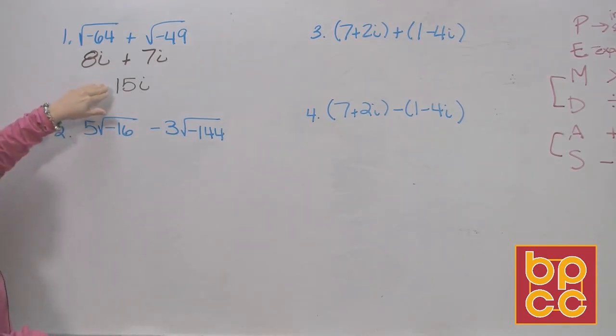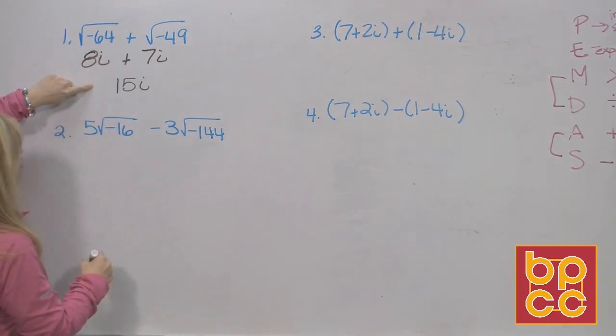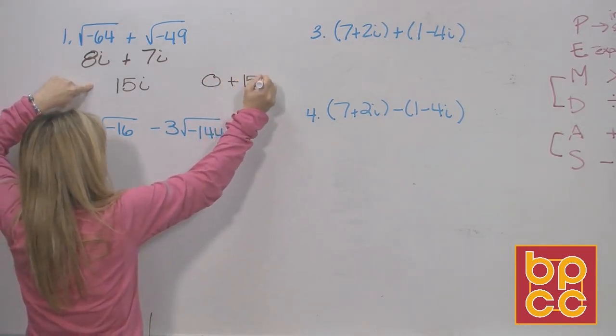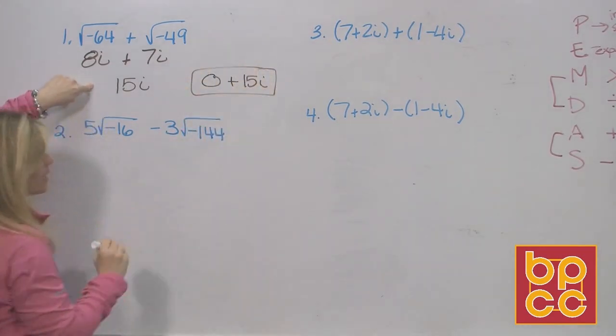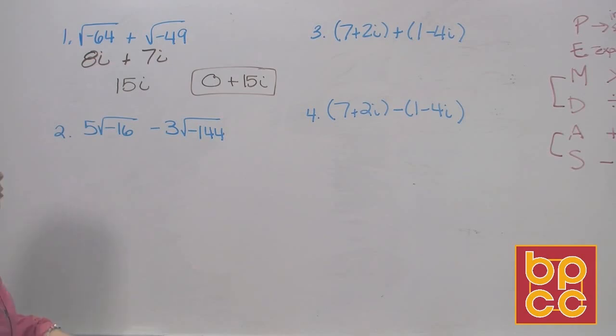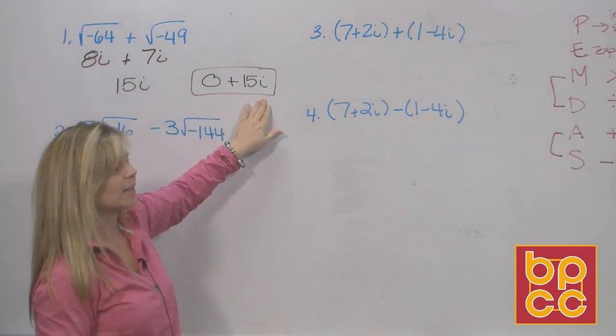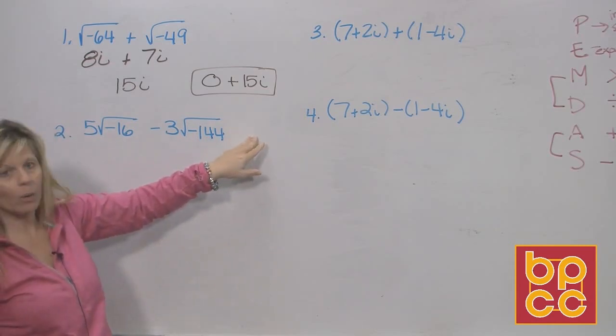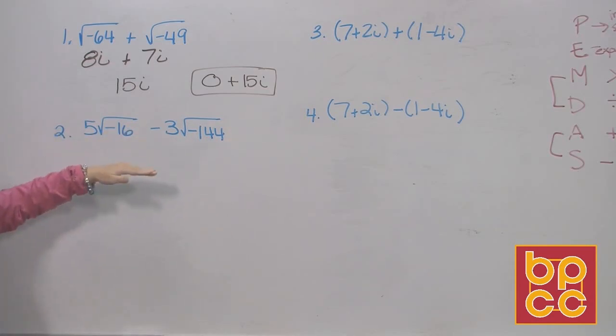That is a complex number. It has a real part, it's understood to be 0, and then the imaginary part, 15i. And that's how the answer should be written in a plus bi form. I should see the real part and the imaginary part. Okay, example 2. It's not an equation. There's no equals. So you're going to follow order of operations.